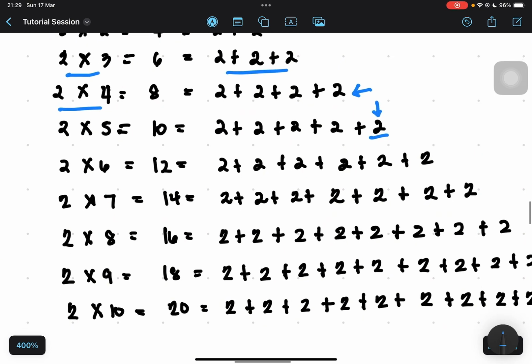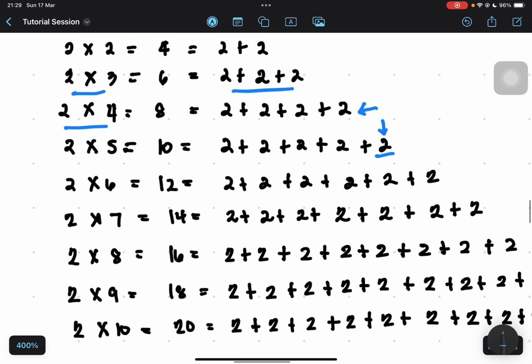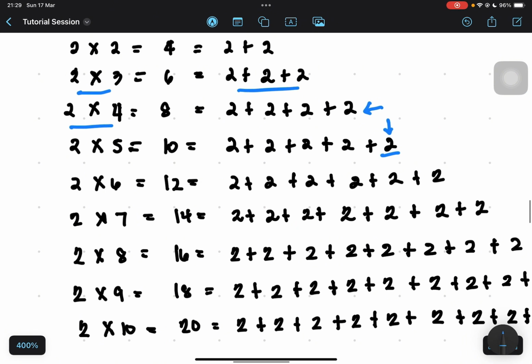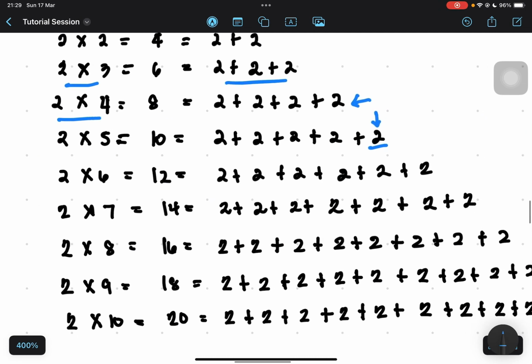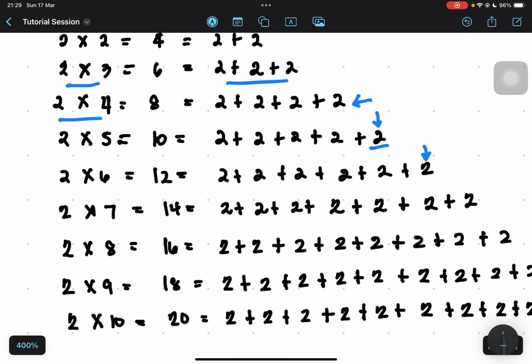Okay? Since there are five 2's, we interpret it as adding 2 by itself 5 times. Then we add another 2, which makes it 12. So there are six 2's, or we interpret it as adding 2 by itself 6 times. And its interpretation is 2 multiplied by 6.